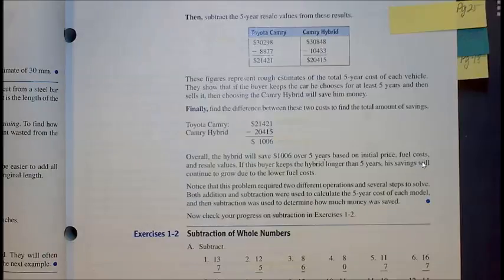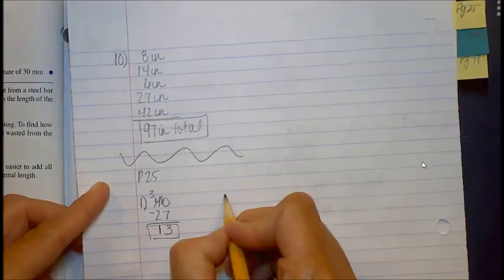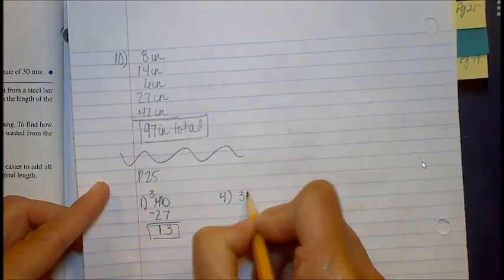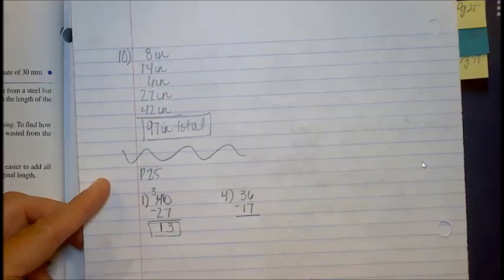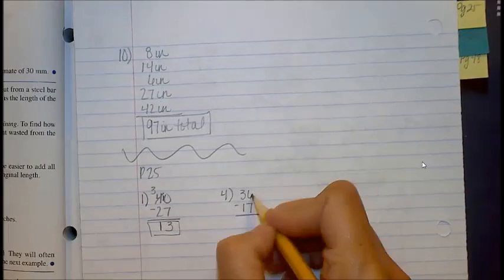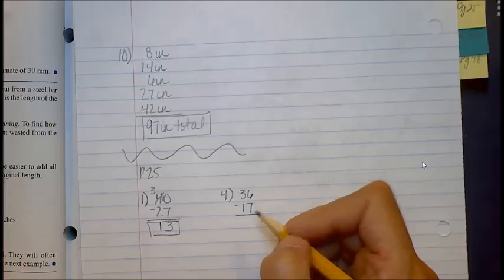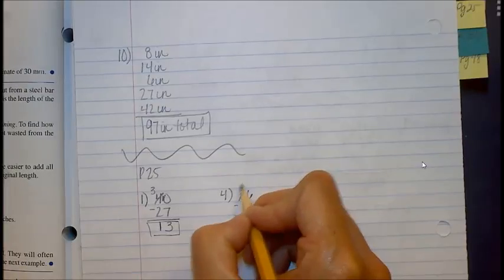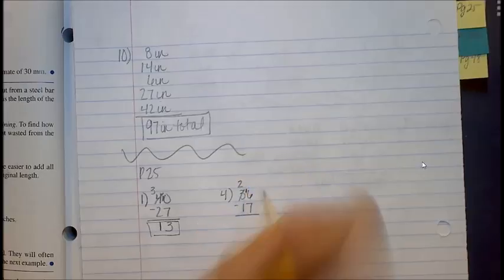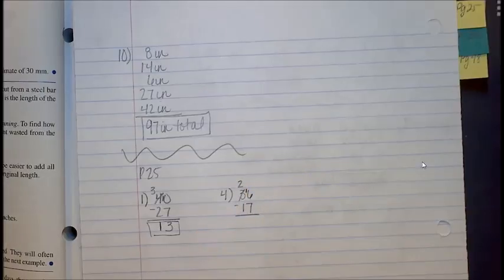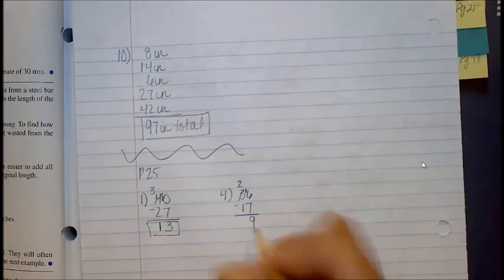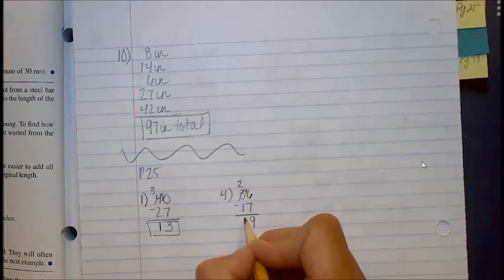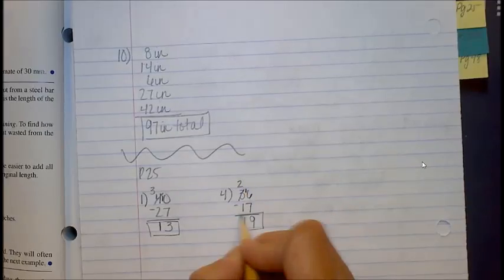Let's do number 4. Okay, number 4 is 36 minus 17. Here again, it looks like we're going to have to do a little borrowing because we can't do 6 minus 7. It's going to give us something less than 1. So we're going to borrow from the digit ahead of it. So that's going to go to a 2, and this is going to be a 1. So a 16 minus 7 will be 9. 2 minus 1 is 1. So the answer here is 19. Okay?